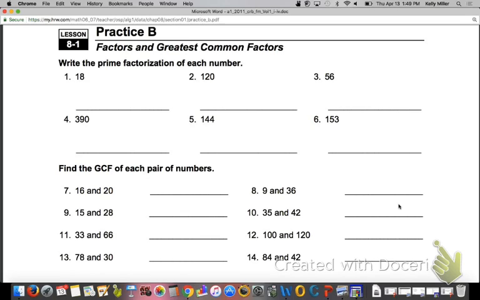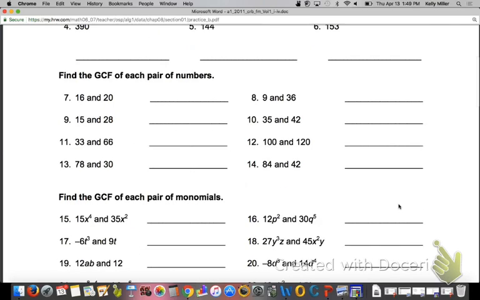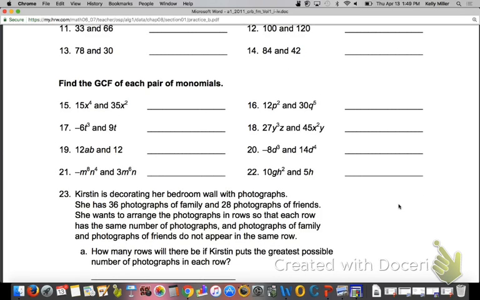What about 78 and 30? 6. 6 goes into both of them? Yeah. Okay, now let's add in a monomial. And number 15, 5 x squared.